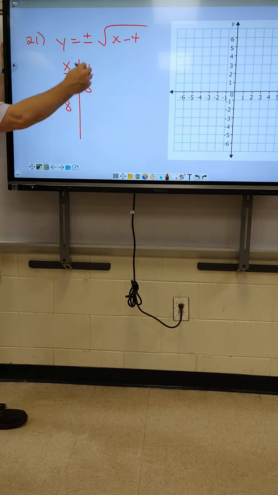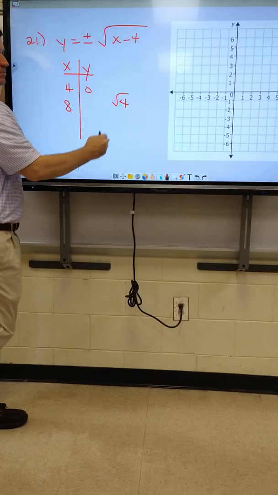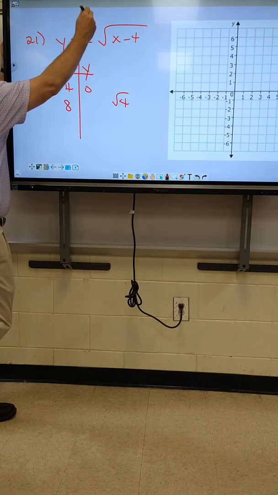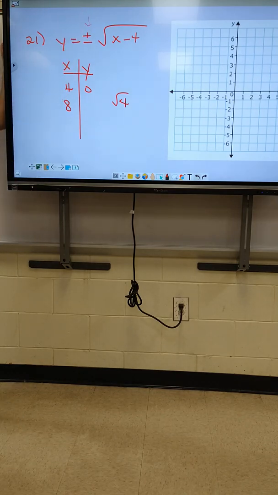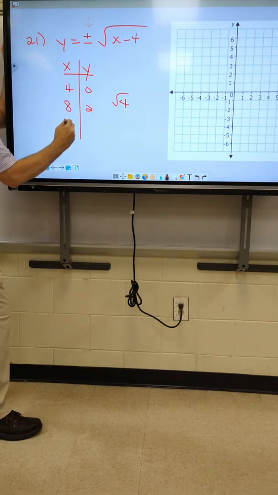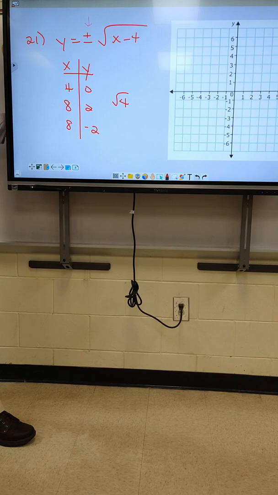All right, what's 8 minus 4? Square root of 4. What's square root of 4 equal? 2. Now, don't forget on this problem, you got a plus or minus in front. What does that mean? One answer is positive 2, one answer is negative 2.